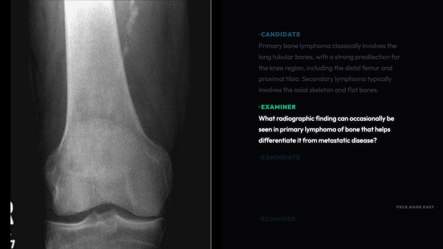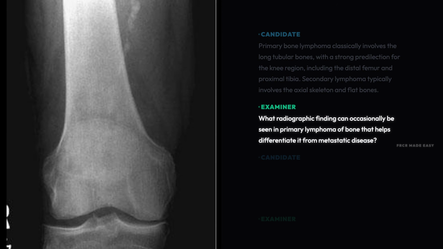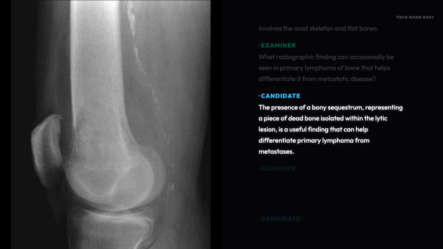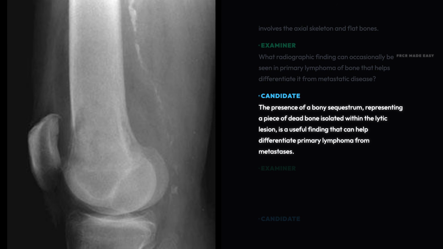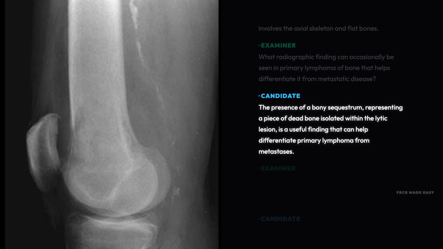What radiographic finding can occasionally be seen in primary lymphoma of bone that helps differentiate it from metastatic disease? The presence of a bony sequestrum, representing a piece of dead bone isolated within the lytic lesion, is a useful finding that can help differentiate primary lymphoma from metastases.